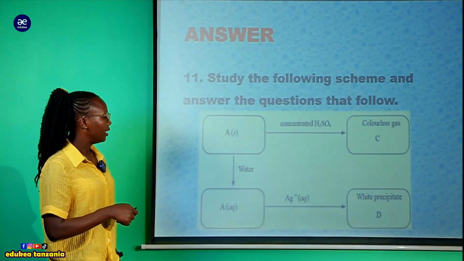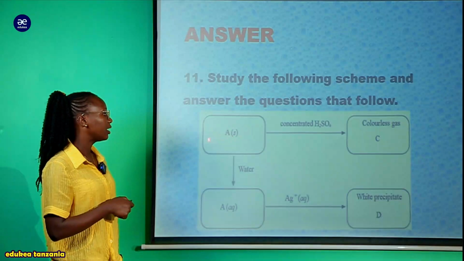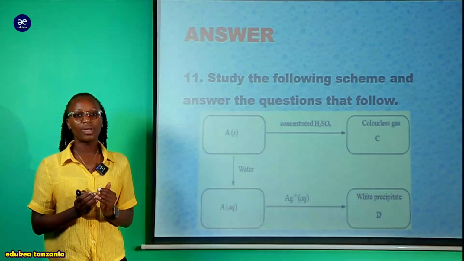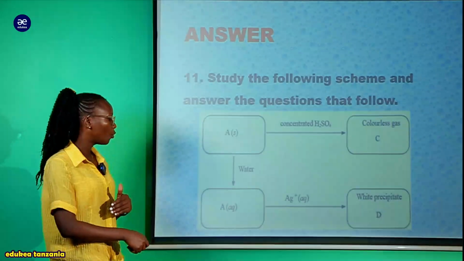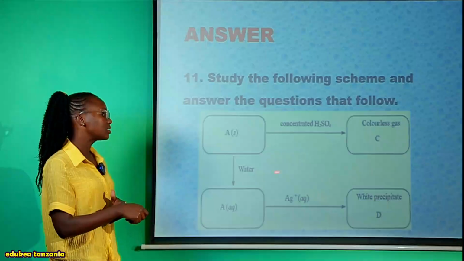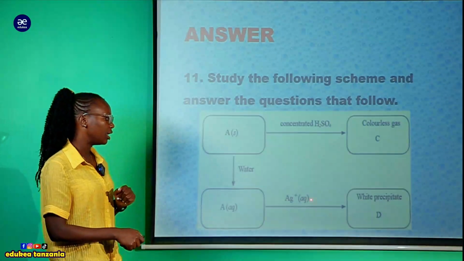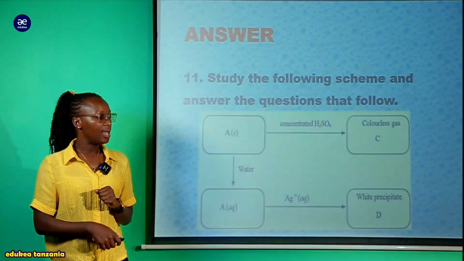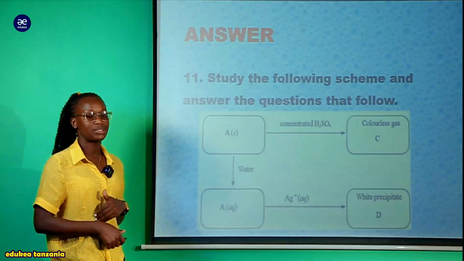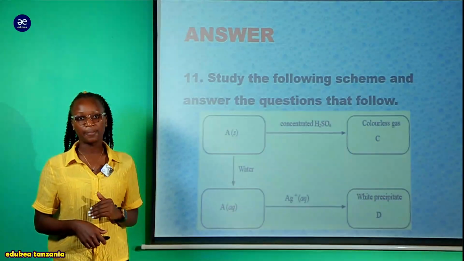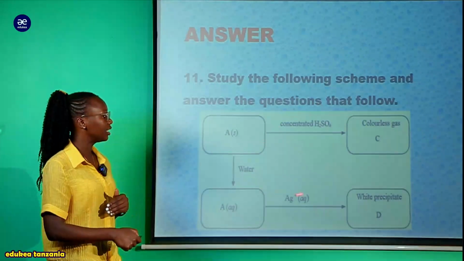Okay, and also you can see that this compound or element A ili dissolve kwenye water ikawa in aqueous. So ilipokuwa in solution tunaona kwamba ili react with another aqueous, ambayo ni silver ions. Ili react with the silver ions kwenda kutengeneza white precipitate, au tunaweza kusema white PPT, ambayo inajulikana kama compound D. So hii ndio scheme ambayo umepewa.